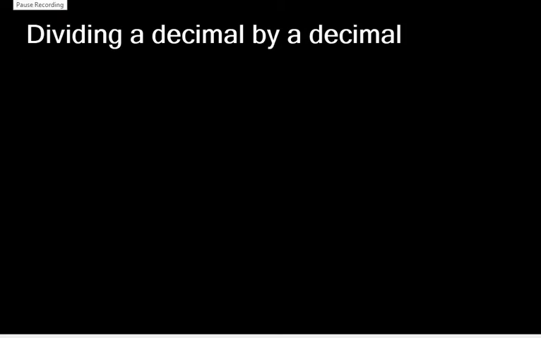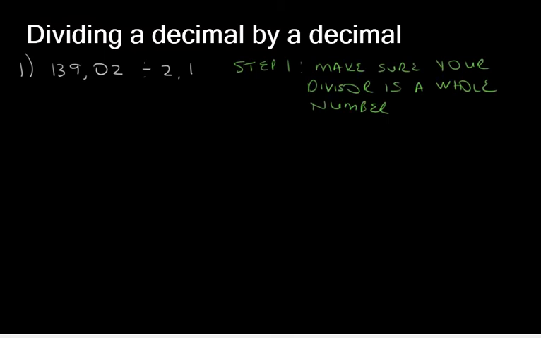Now let's look at dividing a decimal by a decimal. So let's look at this example, 139.02 divided by 2.1. The first step that we need to take is we need to make sure that our divisor is a whole number. This is our divisor. How do we turn that into a whole number? We multiply by 10. But what we do to the one, we also need to do to the other. So we need to multiply this by 10 as well. This will give us 1,390.2 divided by 21. What we do now is we divide as we would normally do.